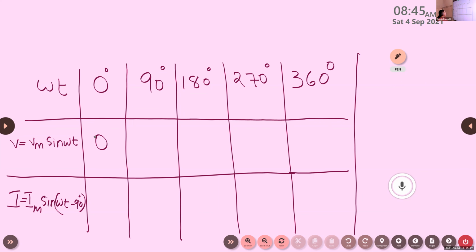Again, the next phase angle is omega t equal to 90 degrees. V is equal to Vm sin 90. What is sin 90? 1. So Vm into 1 is equal to Vm, positive Vm. The next phase angle is 180 degrees. Sin 180 is equal to 0, so V is equal to 0.